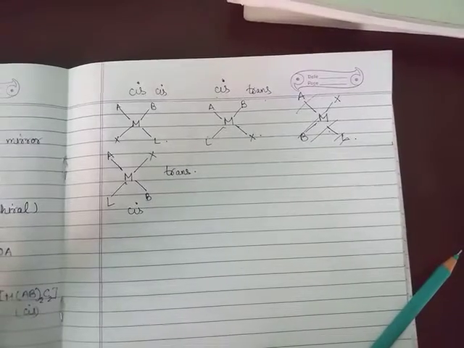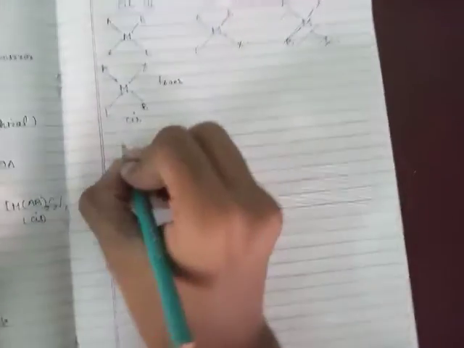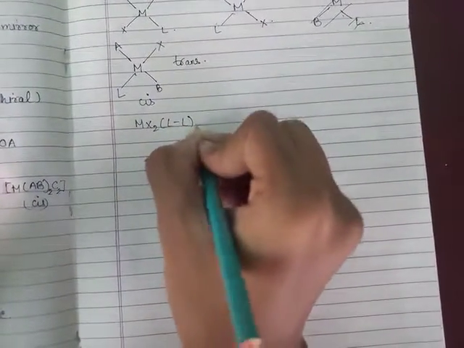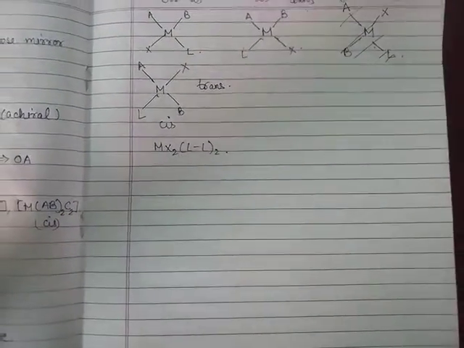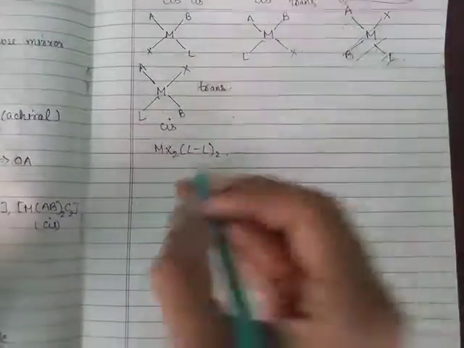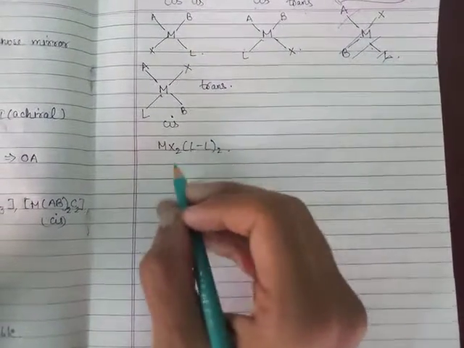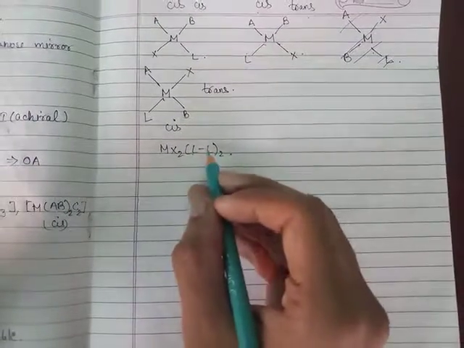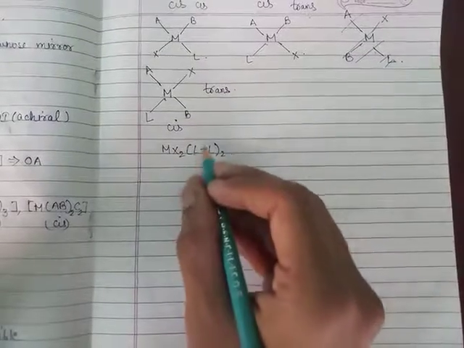And now we'll be moving on with the next type of structure, which is MX2 LL2. Okay, so this type of structure, it was also given in the NCERT, and we'll be having a look at that. Now what does this LL2 over here represent? This LL represents a didentate ligand which has 2 bonds formed with the central metal atom. This thing represents a didentate symmetrical ligand.